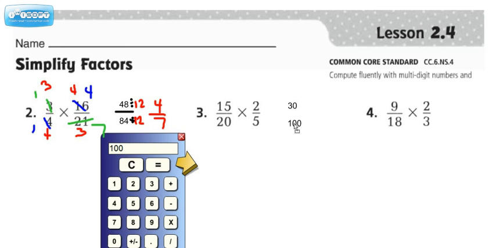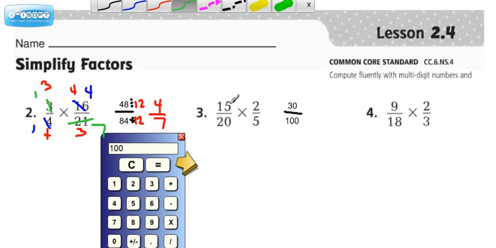So we could simplify 30 over 100. That would be pretty simple to do. But I want to show you a better way to do it. We're using the idea of reducing ahead of time. Now, this numerator and this denominator share a common factor. So we could go that way. We could also consider reducing this fraction. So let's just do it across just to show you that option.